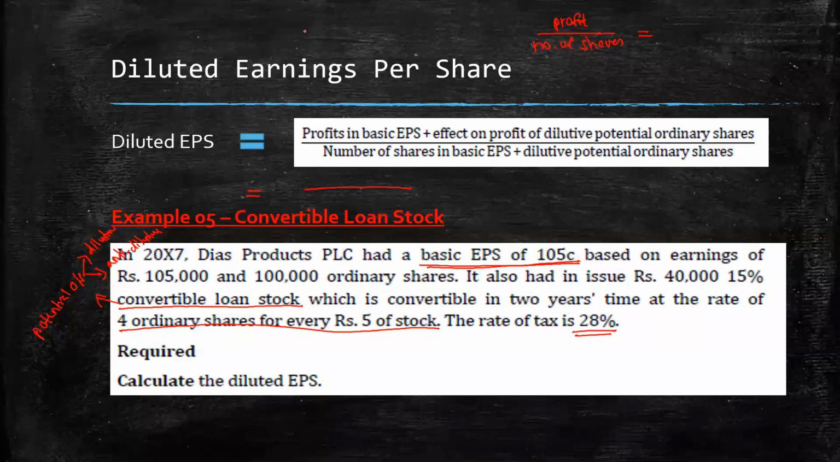The increase is 40,000 into 15%, that is 6,000, right? Our profit figure will go up by 6,000. But for this increased profit of 6,000, we need to pay tax. Tax at what percent? 28%.